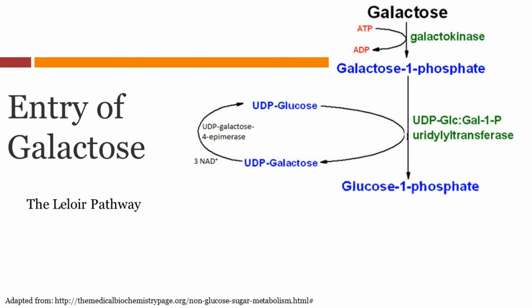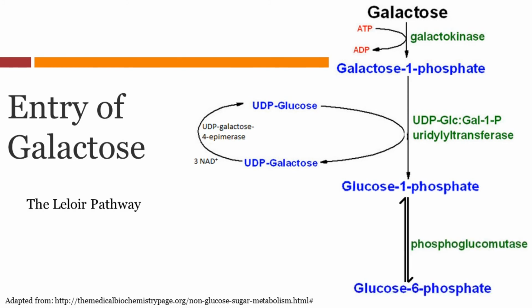UDP galactose is then regenerated through UDP epimerase. Glucose 1-phosphate is converted to glucose 6-phosphate through phosphoglucomutase. This is an important pathway, and you should remember it for the test.